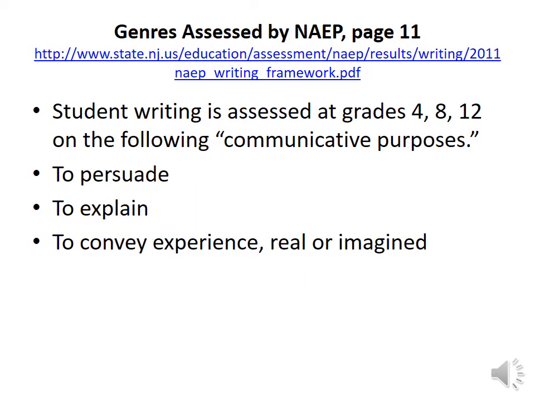The following are the genres that are assessed by NAEP, and you can read a more detailed explanation on page 11 of their document. Student writing is assessed at grades 4, 8, and 12 on the following communicative purposes. One is to have them persuade, one is to have them explain, and one is to convey experience, real or imagined. And on one of the next slides coming up, you will actually see the percentage of times that students are asked to write on each of these three genres.